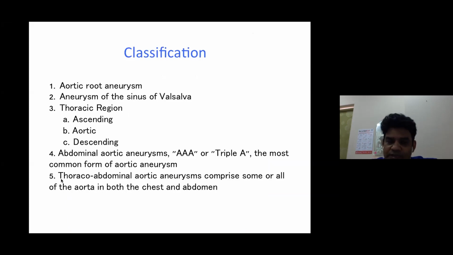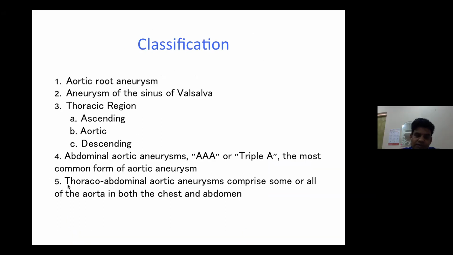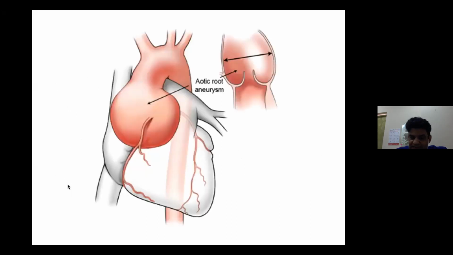How are these aneurysms classified? Basically, an aneurysm is dilatation of the aorta, and we classify according to its location. The aneurysm can be in the aortic root or in the sinus of Valsalva. In the thoracic region, it can be in the ascending aorta or descending aorta. Abdominal aortic aneurysms, or AAA, are present in the infrarenal aorta. And thoracoabdominal aortic aneurysms are more challenging again, as they involve the aorta in both chest and abdomen.